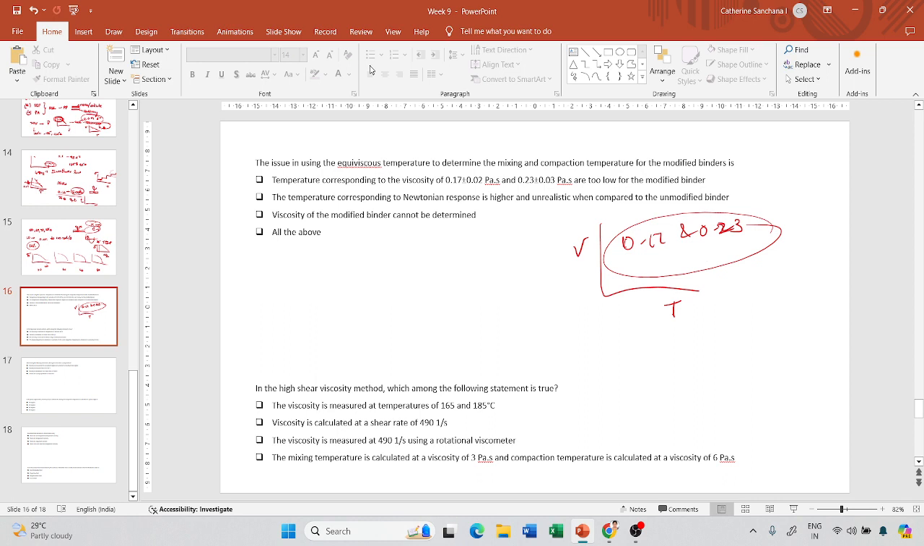So that is the disadvantage of using this equiviscous temperature to find out the mixing and compaction temperature for modified binder, okay. So the answer to this is: the temperature corresponding to Newtonian response is higher and unrealistic when compared to unmodified binder. In the high shear viscosity method, which among the following statements is true?